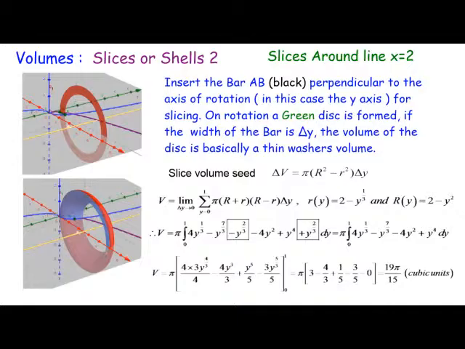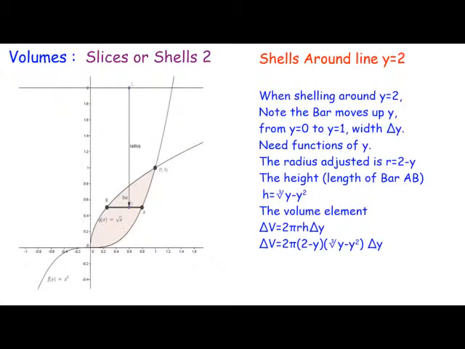Okay, so let's go on now. The next one we're going to be looking at is shells. So we're going to start doing some shelling, about the line y equals 2, and you can see the shell will be formed by the bar AB. Now it's going to be parallel to the axis of rotation, in this case parallel to the line y equals 2, and we need to look at the radius. The radius is just 2 minus the height of the bar, which is its y value, so it's 2 minus y.